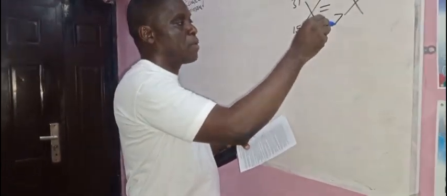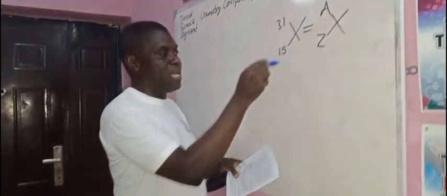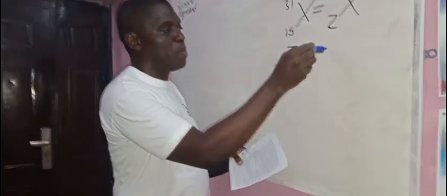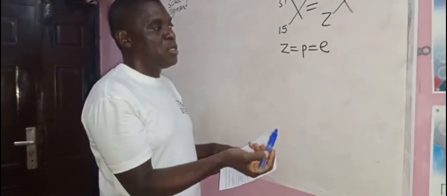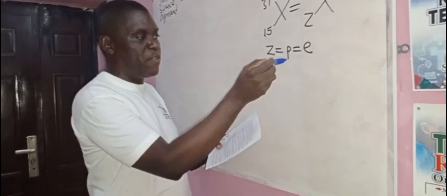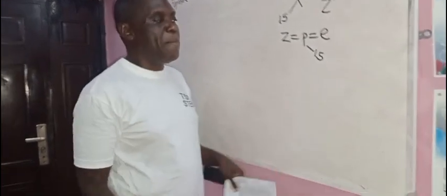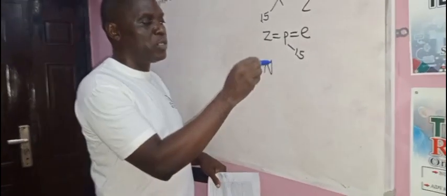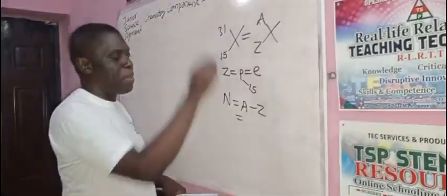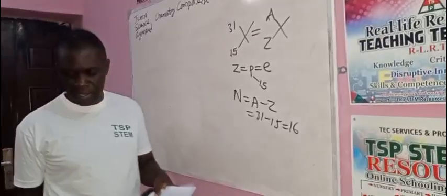This is atomic number. So I told you that this atomic number Z is equal to number of protons is equal to number of electrons. They are equal. So if the atomic number is 15, it means proton number is also what? 15. That is the answer. But if it is number of neutrons, it is A minus Z, meaning mass number minus 15. That would be 16. Take note of that.